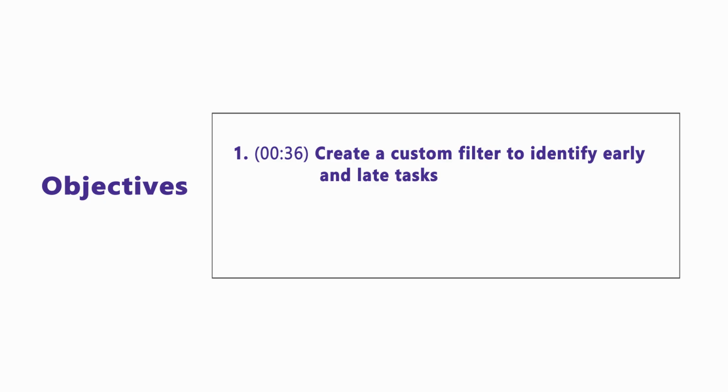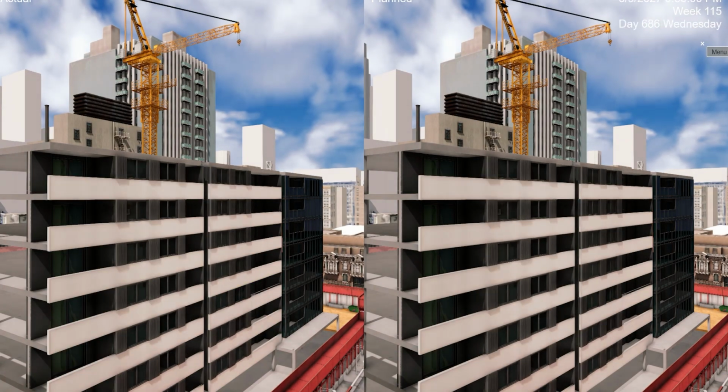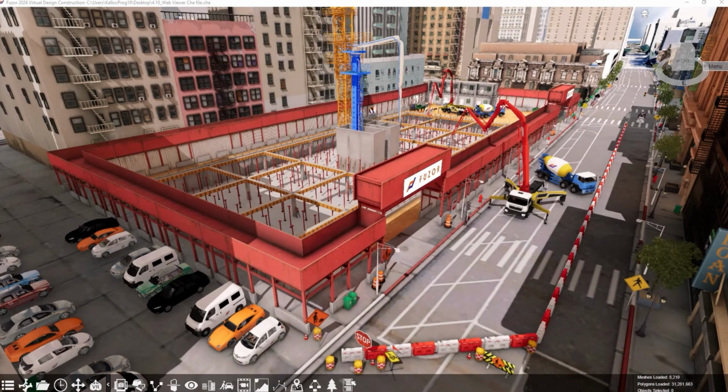In this tutorial, we will cover two key objectives. First, how to create custom filters to identify early and late tasks, and second, how to apply these filters to analyze schedule performance directly in your 4D model. This first objective will guide you through creating your filters.